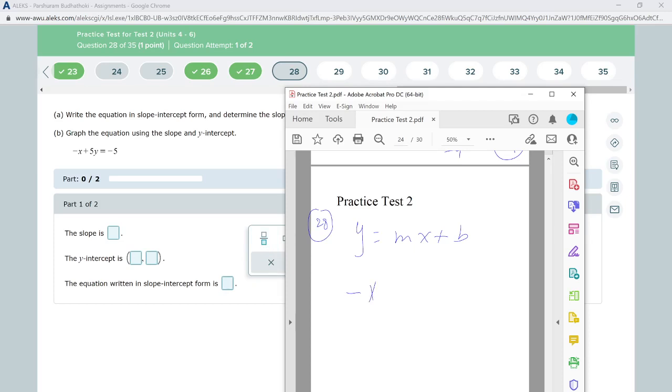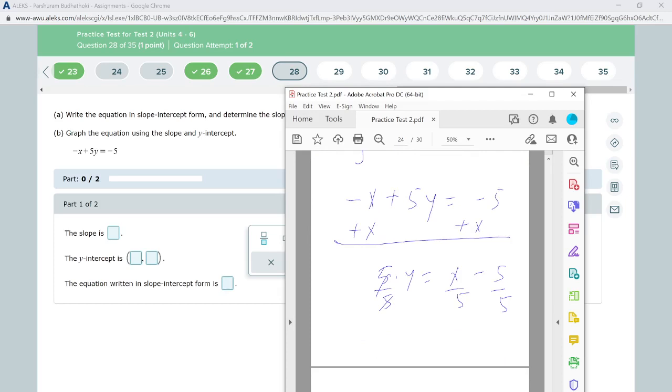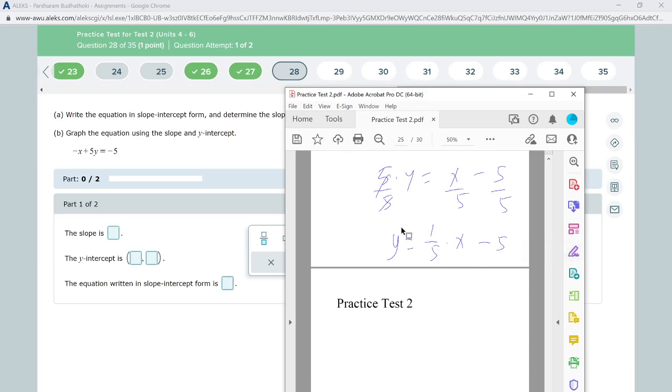Negative x plus 5y equal negative 5. So just add x. That gives us 5 times y equal x minus 5. And now, because we only need y on the left side, we're going to divide both sides by 5. By doing that, our equation is y equal 1 over 5 times x minus 5. The good thing about the slope-intercept form is we can find the slope and y-intercept of this equation just by looking at m and b.